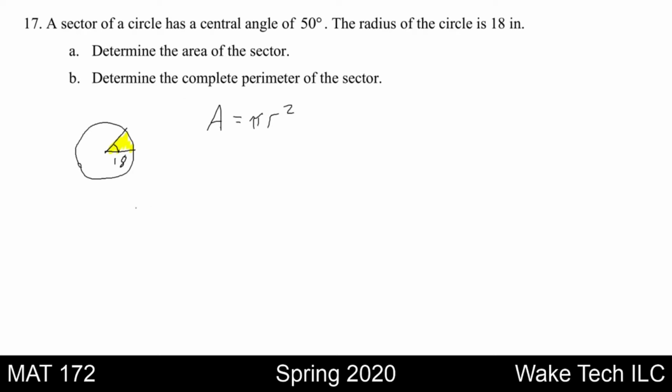But we're not concerned with the entire circle, we're concerned with just the proportion. So I think we have 50 degrees, and how many degrees are in an entire circle? It's 360. So this is 50 360ths of the circle. So first we do pi and then r, which is 18 squared. Then I'm going to multiply by 50 over 360.